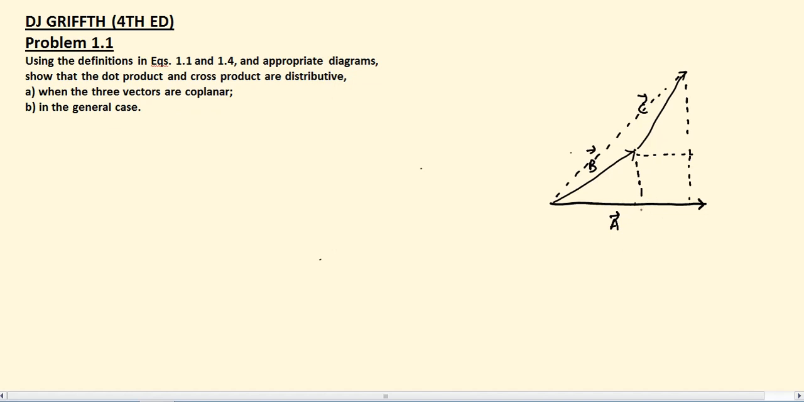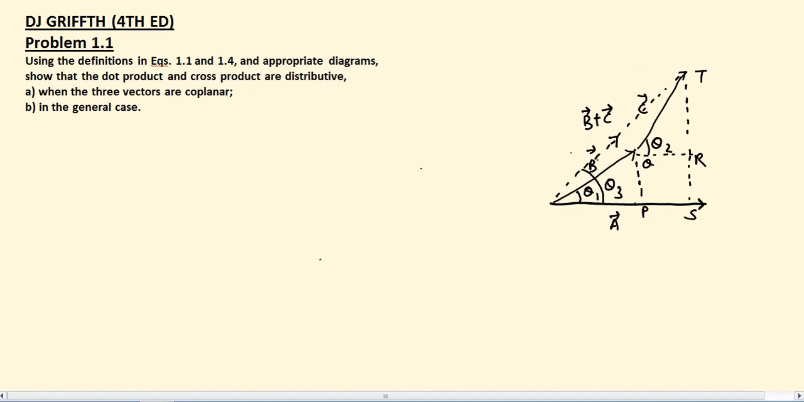Now name these points as P, Q, R, S and T. Name this angle theta 1, this is theta 2 and this angle is theta 3. Now see here, in this triangle, this side is the closing side taken in reverse order. So here we can write this side as B plus C vector.